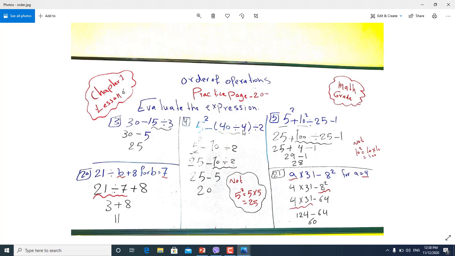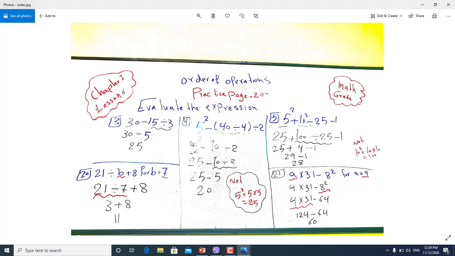So 40 divided by 4, it's 10. And 5 exponent 2, we write again, minus, we write again. We don't change anything in these numbers and operations we have. Just we solve inside the parentheses. 40 divided by 4, it's 10. And divide by 2, right?